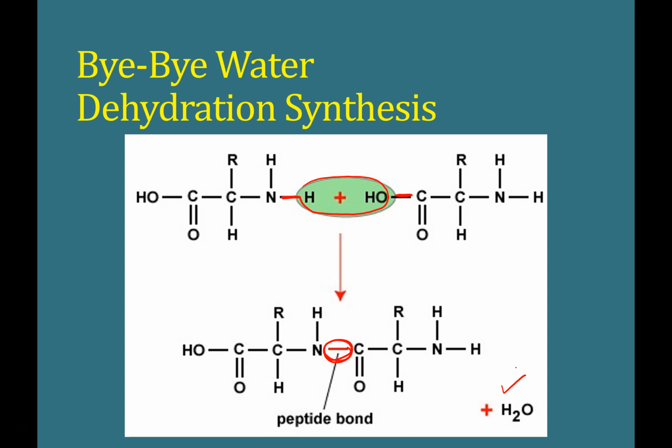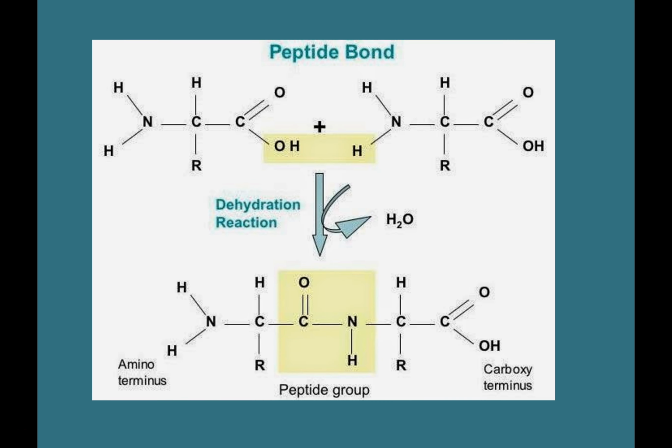So the general rule is, however many amino acids you have, there will always be one less than that in water. So let's look. We have 2 amino acids. 1 less than 2 is 1, and that's our water. If I put 10 amino acids together, then I would have 9 waters. Does that make sense? And for every water, you will have a peptide bond.